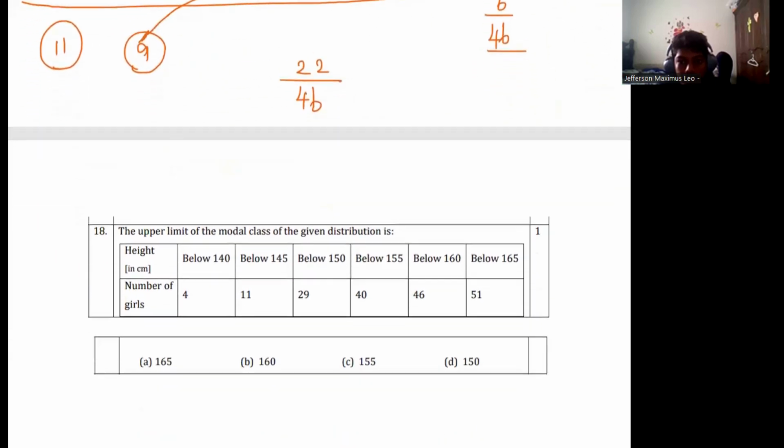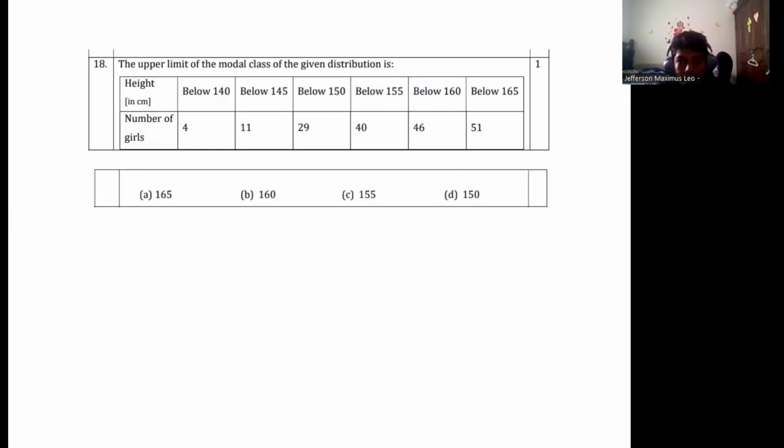Yes, ma'am. Now 18th, that question is related to statistics. Just read the question. The upper limit of the model class of the given distribution. The upper limit of the model class. So please highlight the model class first.